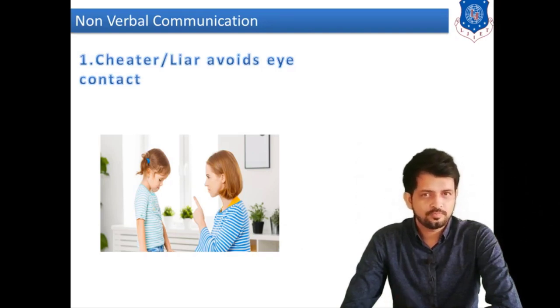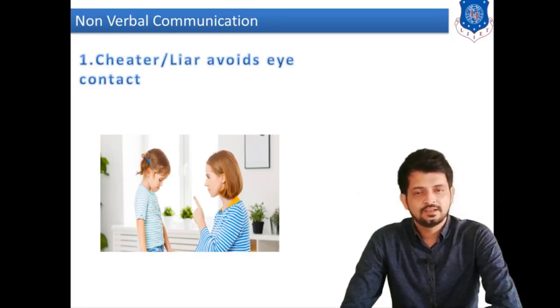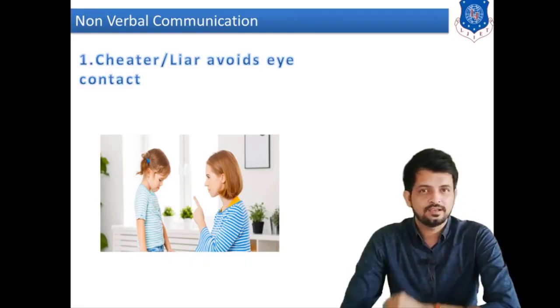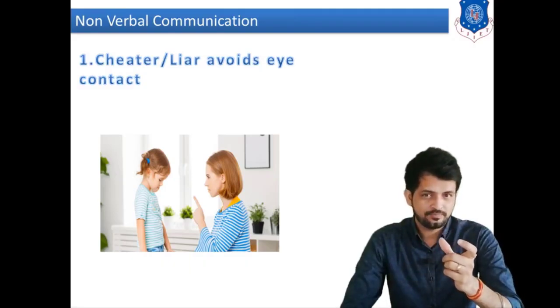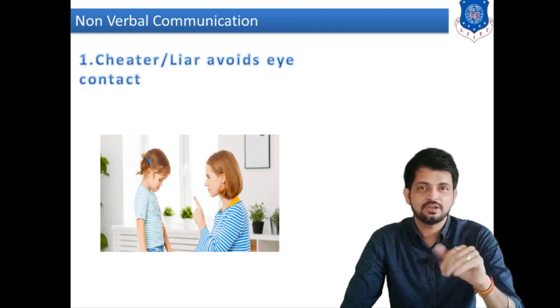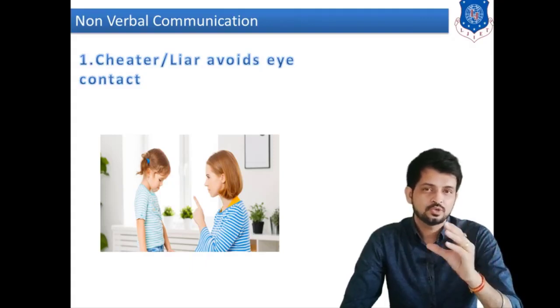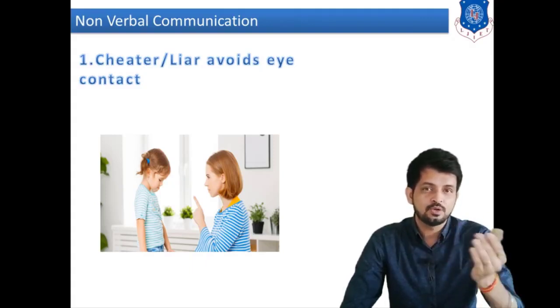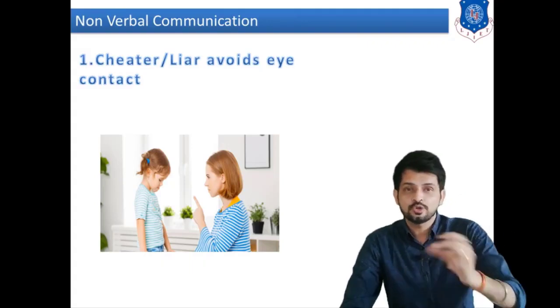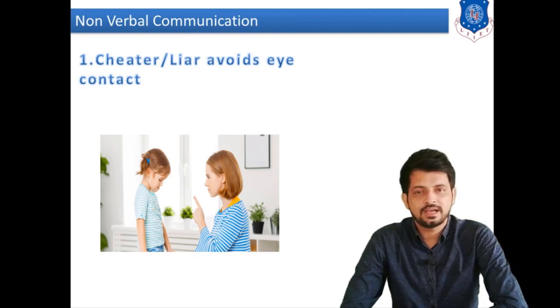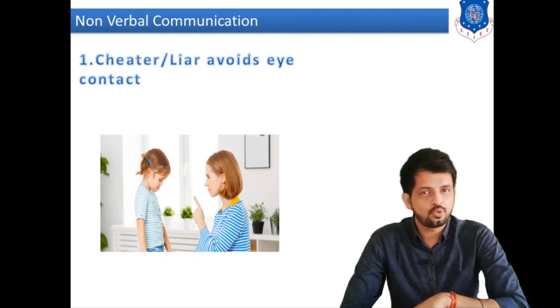It is true, because it has been proved that the one who is speaking a lie will not be able to look into your eyes. Here words are not used. Non-verbal communication means we are not using words; with the help of actions you can identify. With this you will see how good you are at non-verbal communication, right? So cheater, liar avoids eye contact is true. Those students who have written true are correct.